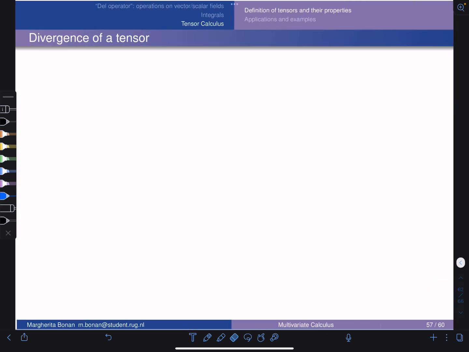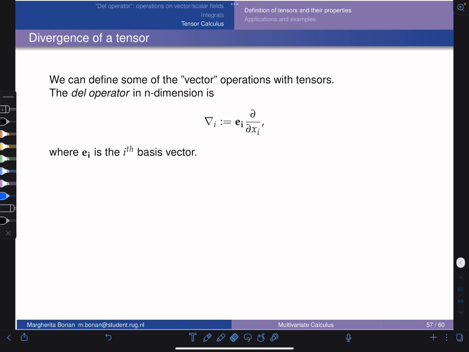So, for the divergence of a tensor, we can define some vector operator. We defined in a previous video the del operator for 3-dimensional space, but to generalize it to n dimensions, we have del subscript i, defined as e_i, that is the ith basis vector, with the derivative towards the ith component, let's say, of x.